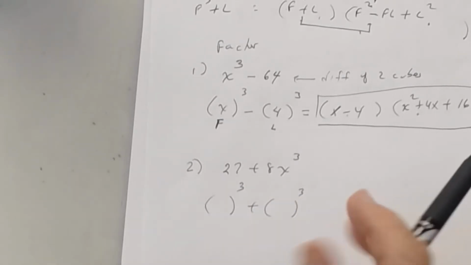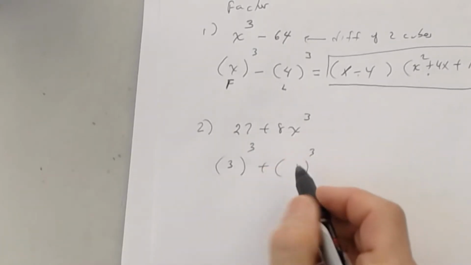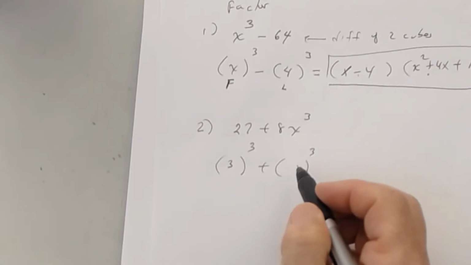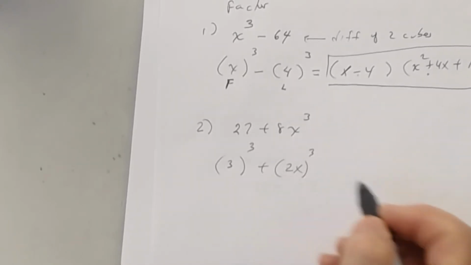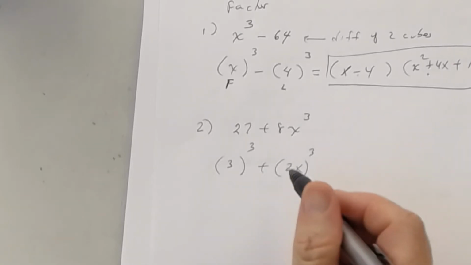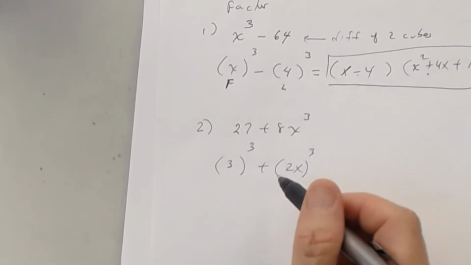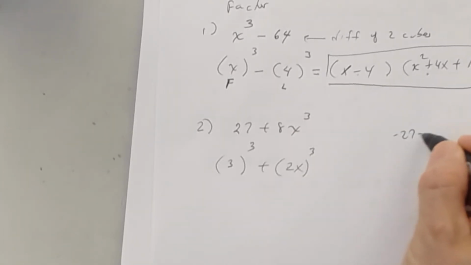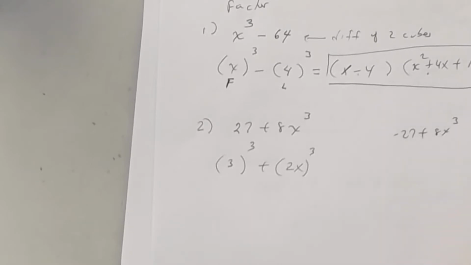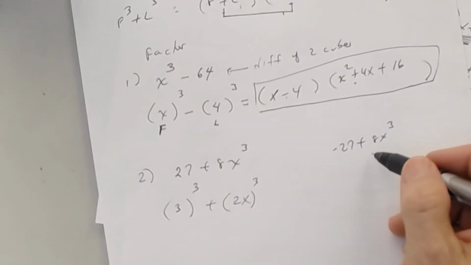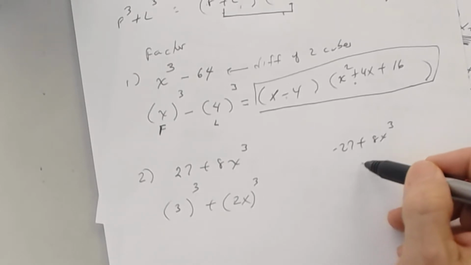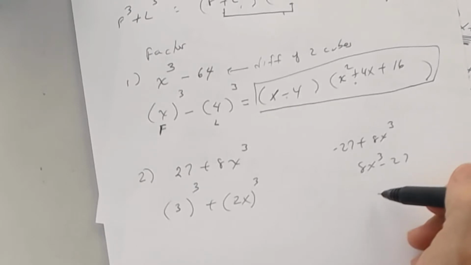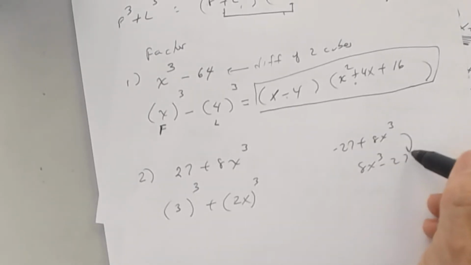What goes inside that first parentheses? 3. What goes inside that second parentheses? What times itself 3 times is 8x cubed? 2x. So we need to flip that one. No, leave it alone. No, you're fine. So if you're kind of referring to something like if you had negative 27 plus 8x cubed. Now in that case, I would rewrite it because the first term is negative. So I would just say 8x cubed minus 27, which in this case would now be the difference of two cubes. So I would rewrite this.